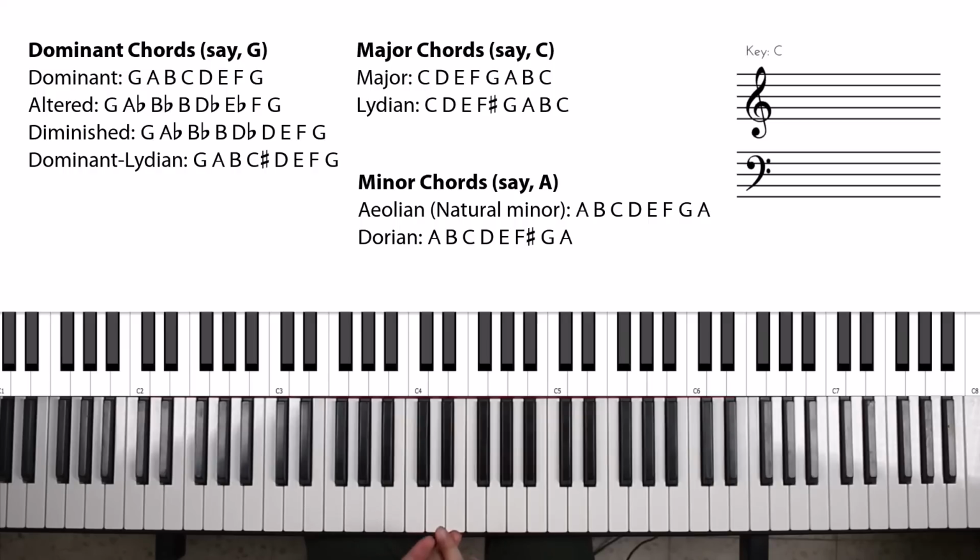For majors, it's either a major scale or a Lydian. And for dominant chords, it's either the simple dominant, a dominant Lydian, a diminished, or an altered or diminished altered scale.